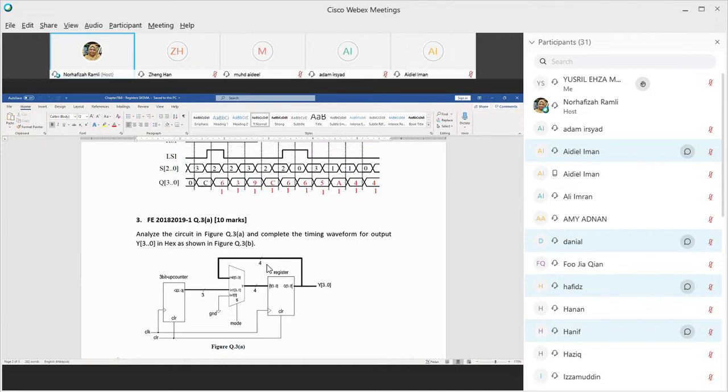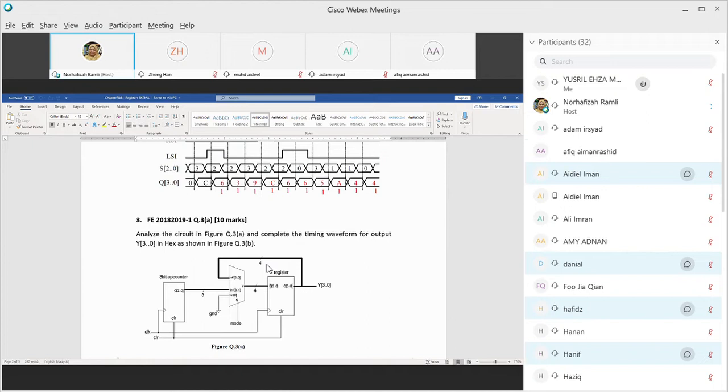So, what is question number 3? Question number 3 is this one. This is actually another accumulator, right? This is an accumulator, but the trick during that exam is that your input has 4 bits, but 3 are coming from the counter. The lowest bit is grounded. I mean, the lowest bit is always 0.